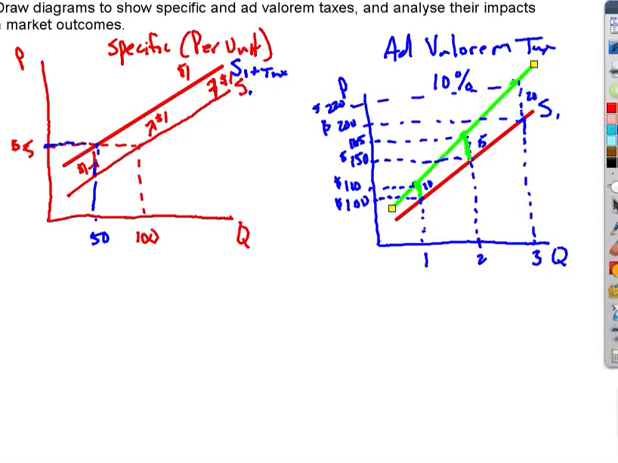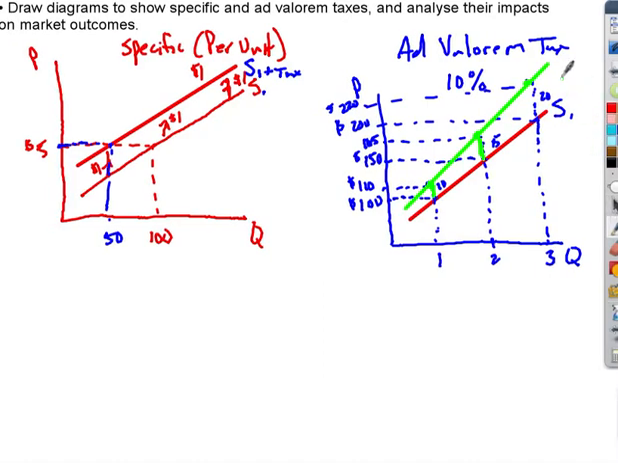All right, and so let's get back to where I can write something here. We'll say that this is S1 plus the tax. And so over here, the distance between these two lines was always $1 because it was a per unit tax. Over here, the distance between the lines is greater because as the price goes up, the amount of the tax is going to go up. All right, because it's a percentage of the price, and as the number gets bigger, the percentage gets bigger. So here it was 10, here it was 15, and there it was 20.